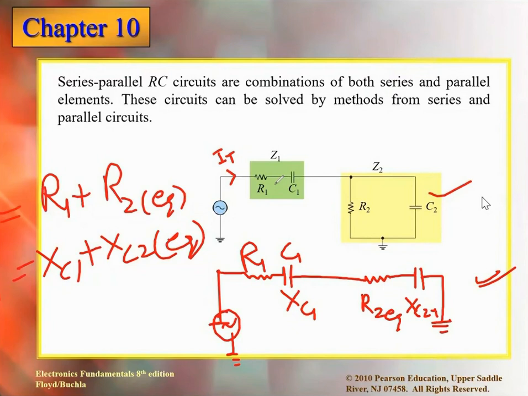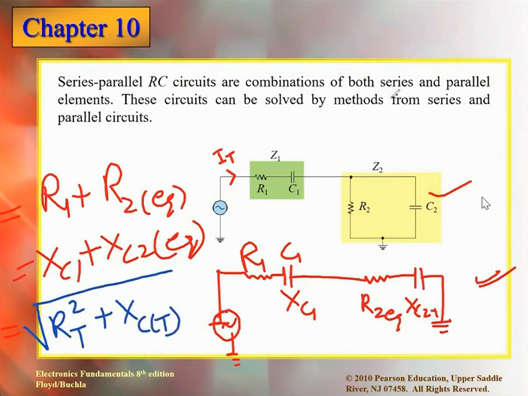So once we get these two, can we calculate Z total now? Yes. How can we calculate Z total? It's a series circuit, right? What should be the formula? Yes, the square root of RT squared plus XCT squared. So now I know the total impedance.